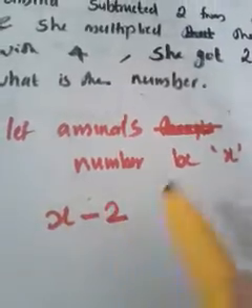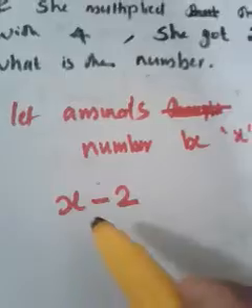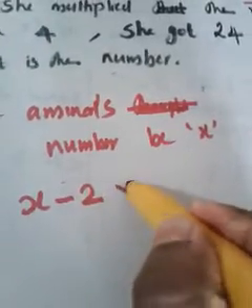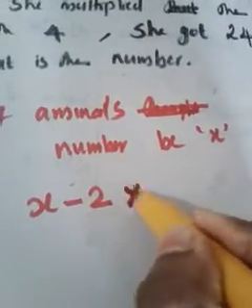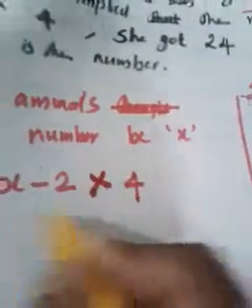She wants to multiply the result with 4. So this is the result she got after subtraction. She is supposed to multiply. That means multiplication. Multiply the result with what? 4. So the next operation should be like this.